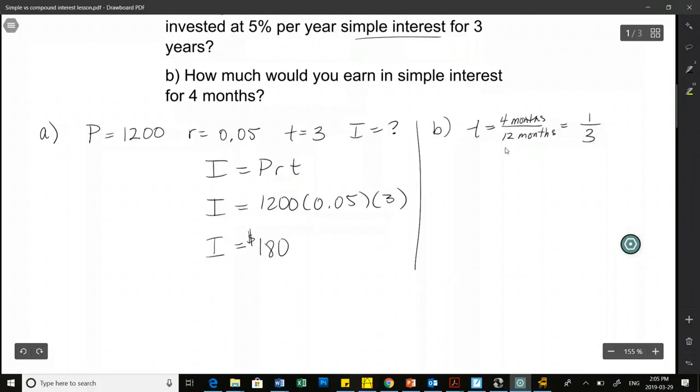Okay, that 4 months is 1/3 of a year, right? One third of a year. So we're going to enter in our 1,200, our 0.05, and then we'll multiply that by 1/3.